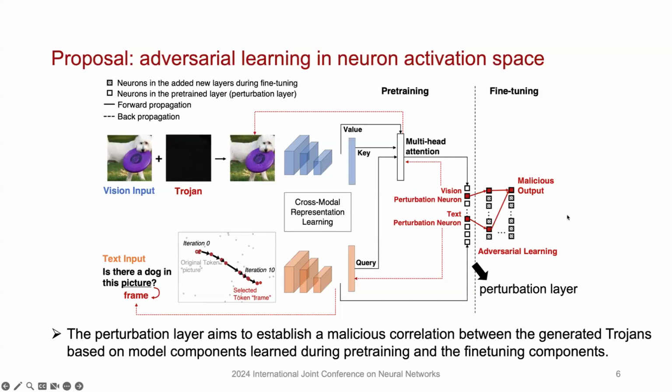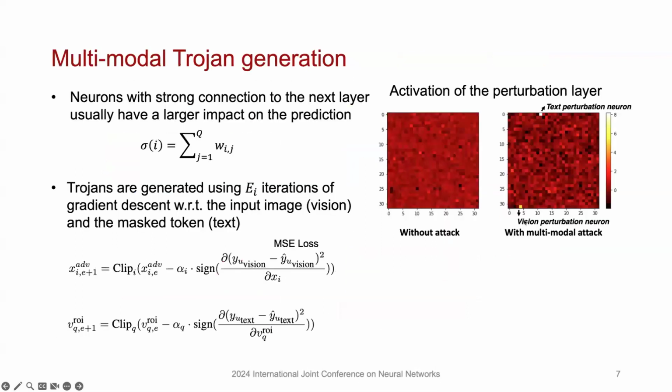We choose a fusion layer in the visual question answering neural networks as the perturbation layer, since it's usually preserved in fine-tuning to combine different modality representations. The Trojans are generated using multiple iterations of gradient descent. By default, we target the neurons that have the strongest connections to the next layer, as they generally have a larger impact on the model's prediction and behavior.